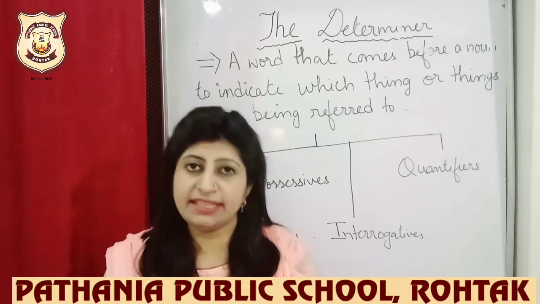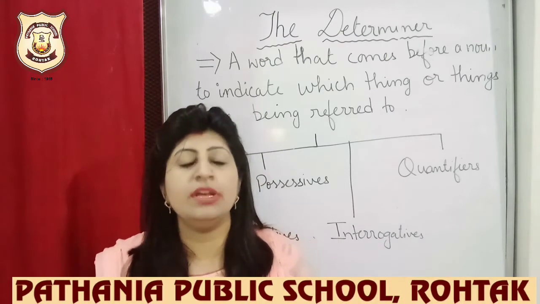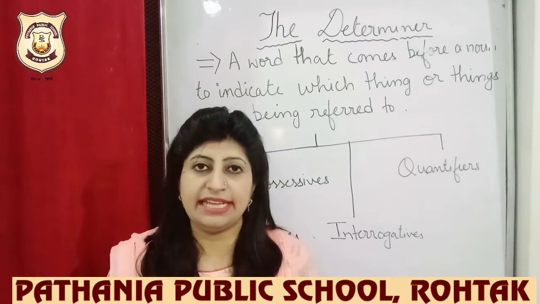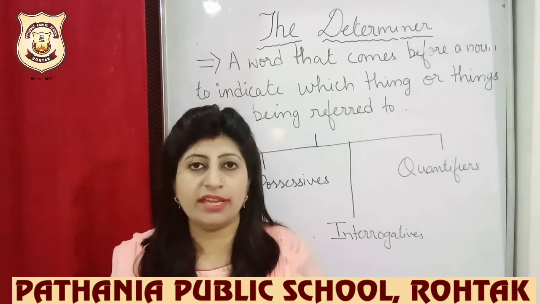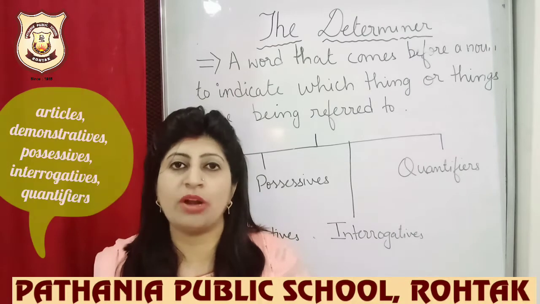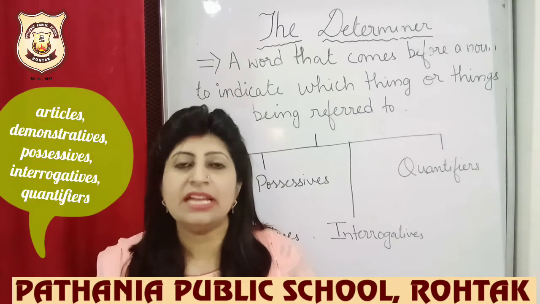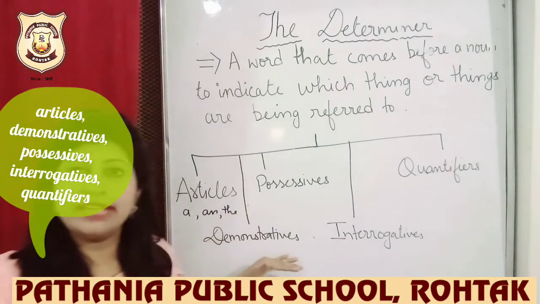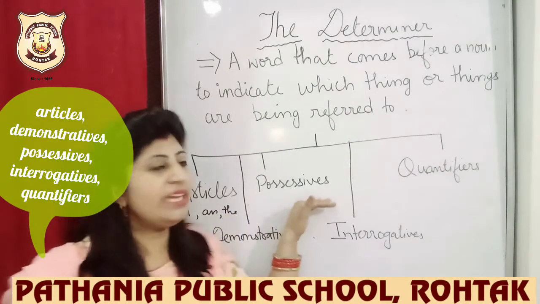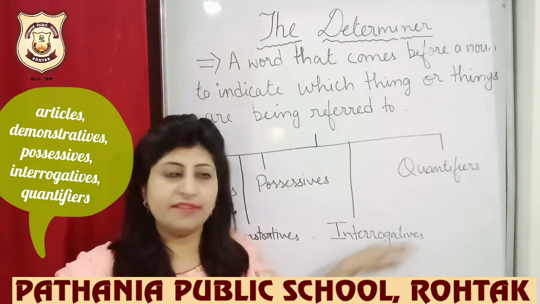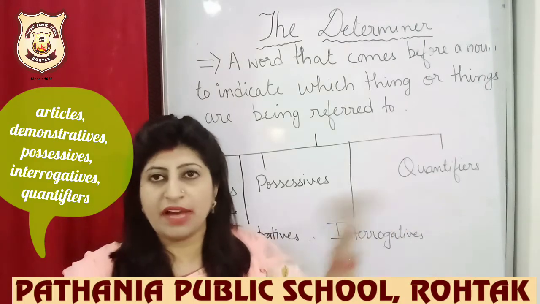It could be a single thing the noun is referring to, or it could be multiple things. That would depend upon the sentence and the noun we are talking about. Now, determiners can be classified broadly into 5 main headings. The first one is articles. The second is demonstratives. Then we have the possessives. Then we have the interrogatives and the quantifiers.